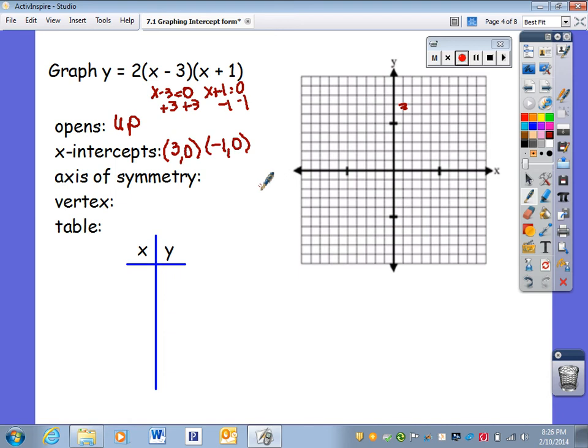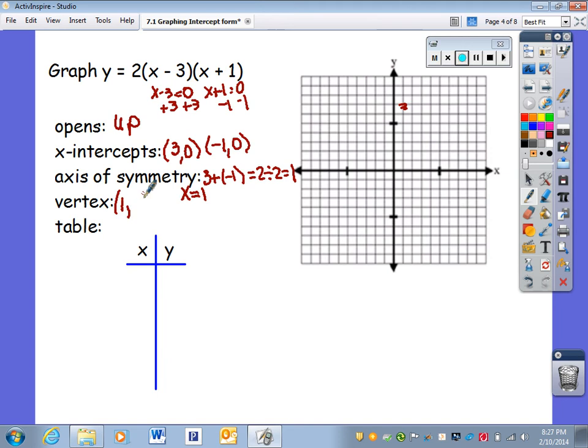Remember, to find the axis of symmetry, we're going to add the two x-intercepts together and divide by 2. So 3 plus negative 1 is equal to 2, and 2 divided by 2 is equal to 1. So our axis of symmetry is the equation of a vertical line where x is equal to 1. Remember that the axis of symmetry passes directly through the vertex, so the x portion of our vertex is the axis of symmetry.